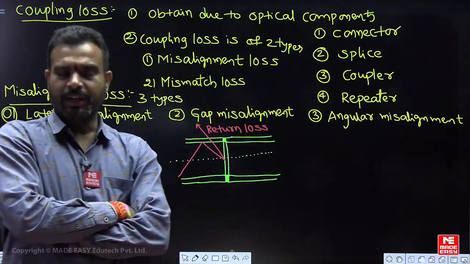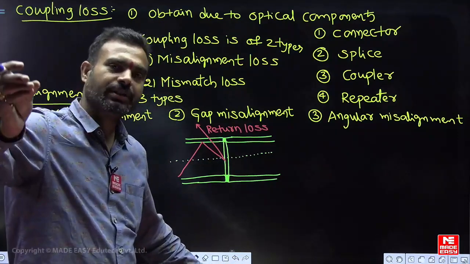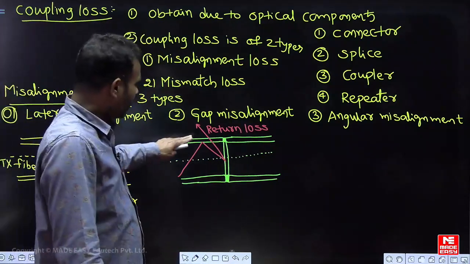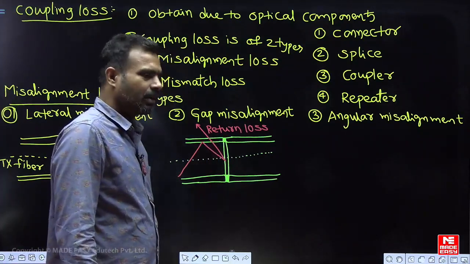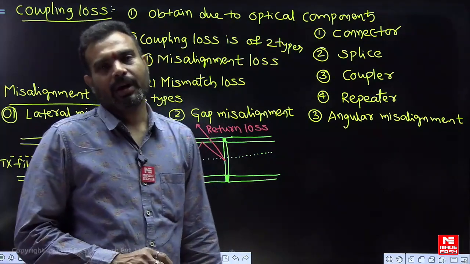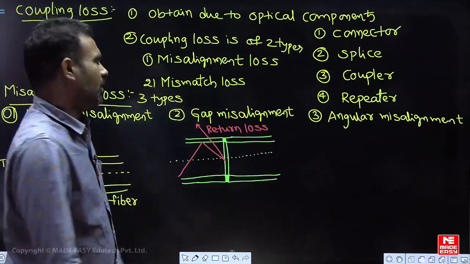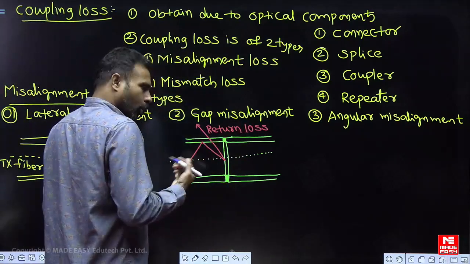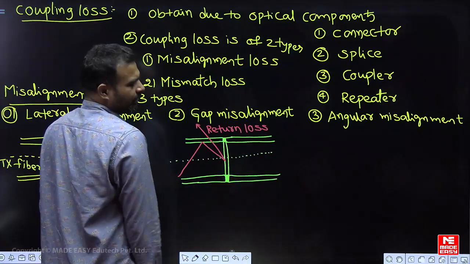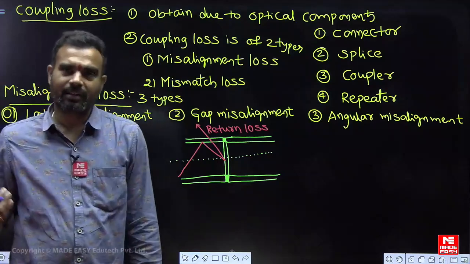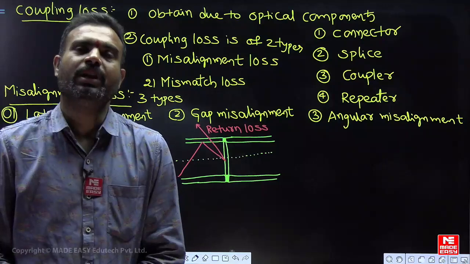The light is moving from denser to rarer, because air has a refractive index n naught equal to 1. The light is moving from denser to which one? Rarer. When it moves from denser to rarer, it may have total internal reflection and move back into the same medium, which is called return loss. Or case 2, it is not reflected but refracted, and even when refracted some power is lost, because the gap creates a problem.